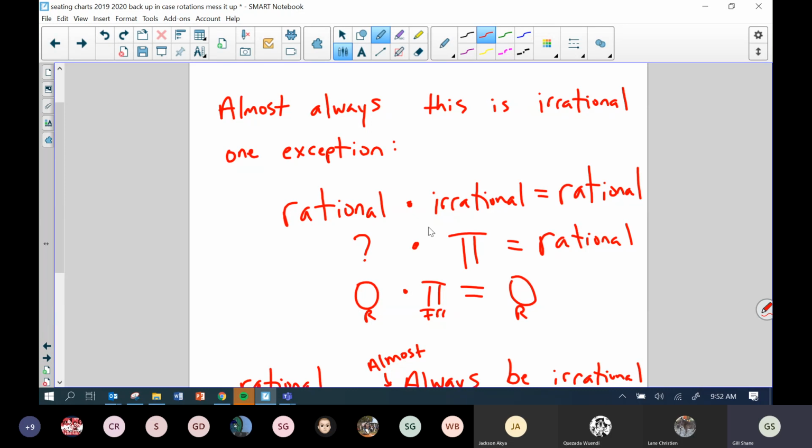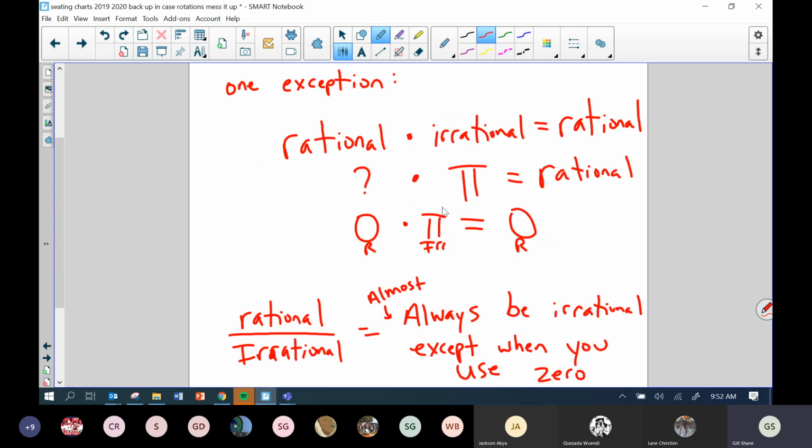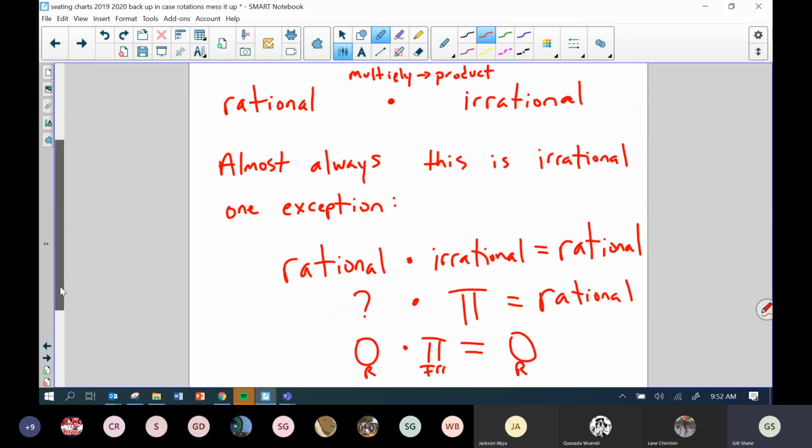In addition and subtraction, if we were adding here, that's always irrational. There's no way to change that into a rational number. So it's pretty safe to say it's going to be irrational if you have one rational and one irrational. The only exceptions to that are in multiplication and division, and the exception for both of those is if the rational number is 0.